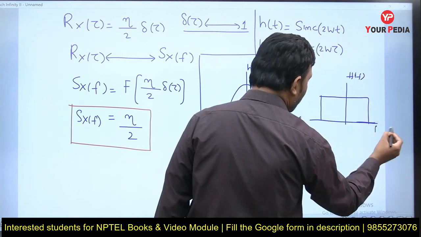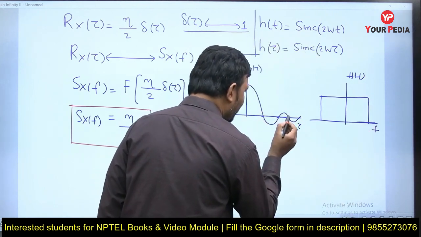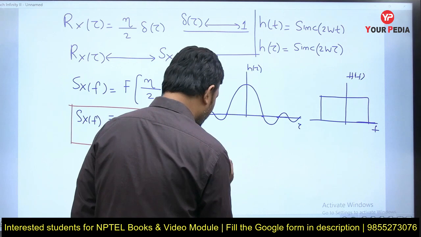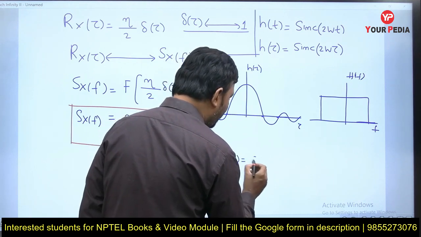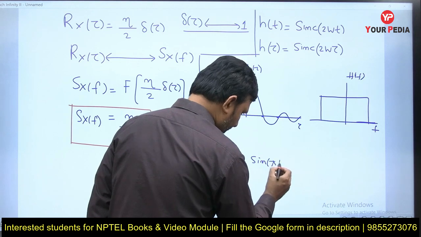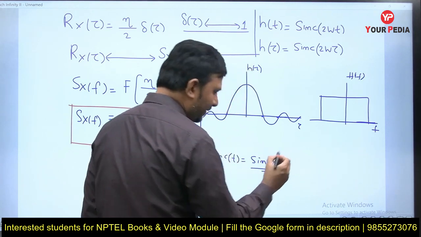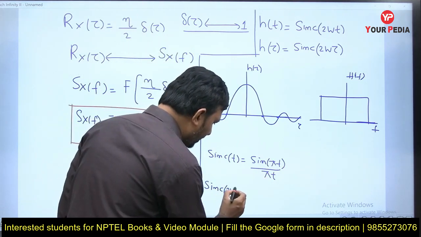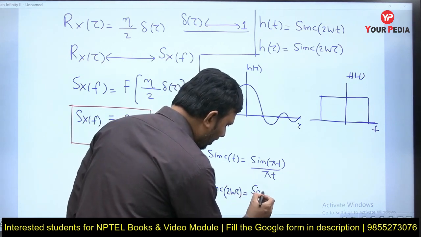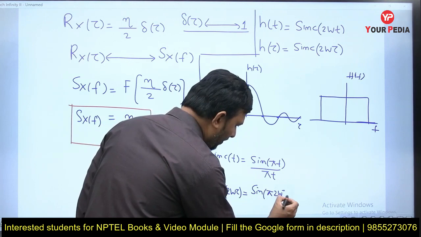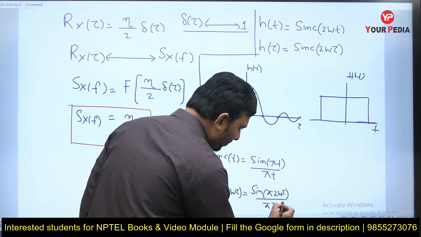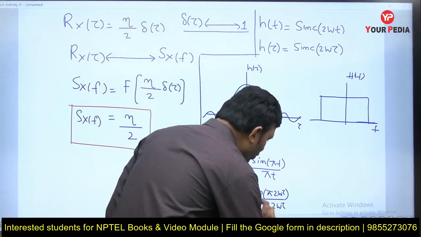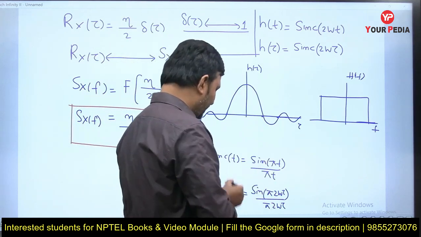Right. Now, what is this point? I want to find out. How to find out? Sinc of t, if you remember, is nothing but sin pi t by pi t. In the same way, sinc of 2w tau is nothing but sine of pi times 2w tau by pi times 2w tau. In order to get the first null point or zero crossing, equate the numerator to 0, because if sine becomes 0, then only this sinc will become 0.